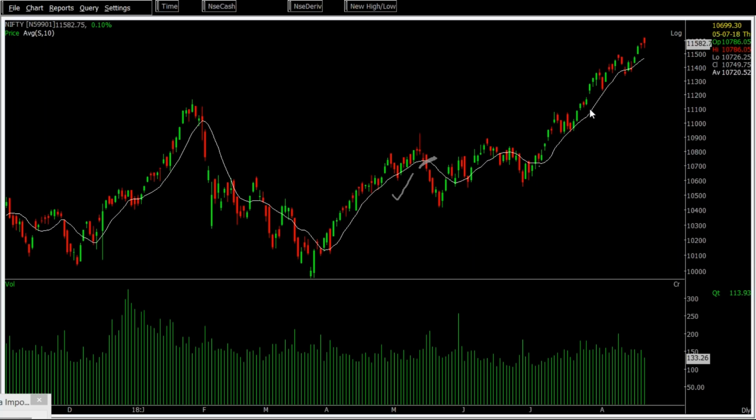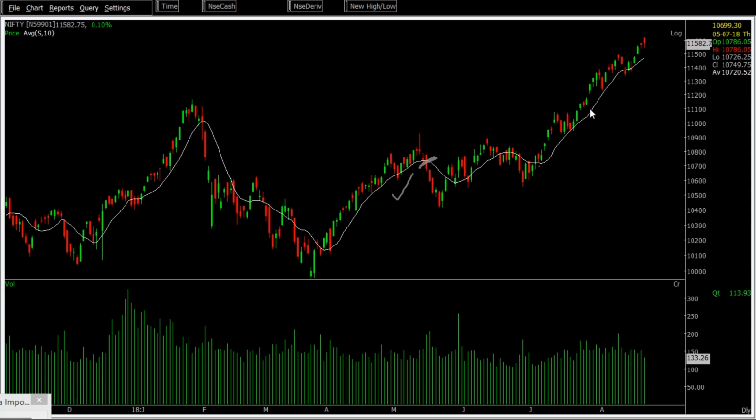Now I happen to take up another stock, and I happen to understand that on the basis of technical analysis, the 20 period moving average was also very crucial in that stock.